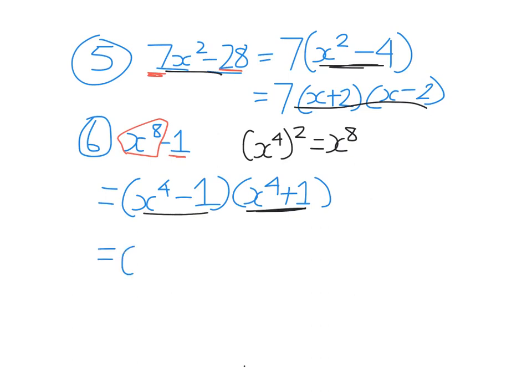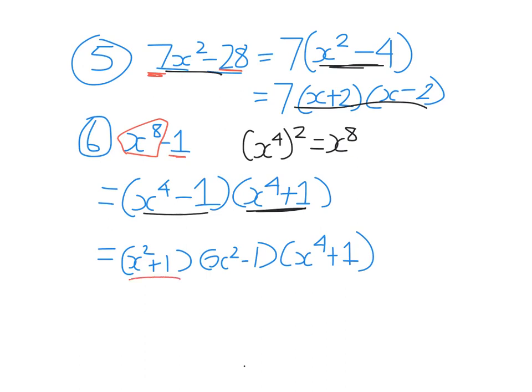So, let's do that. The square root of x to the power of 4 is x squared. So, put that in each bracket. Once again, the square root of 1 is 1. So, I'll put 1 in each bracket. 1 gets a plus, 1 gets a minus. And I've still got my other bracket that couldn't be factorised. So we're not quite done yet.